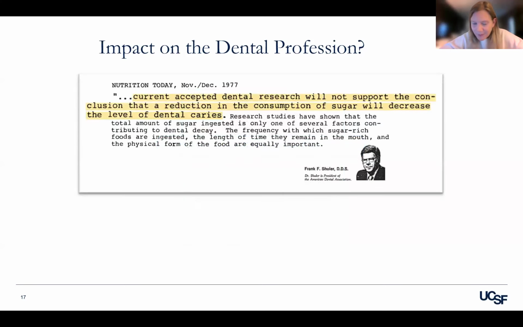And here's a quote from the president of the American Dental Association at the time, where he's saying that current accepted dental research will not support the conclusion that a reduction in the consumption of sugar will decrease the level of dental caries. So here's an example of the sugar industry really targeting these professional publics, dentists in particular, and changing our attitudes from anti-sugar to pro-sugar. And I would say, this is just one limited example to the US and one organization, but this is a dynamic that's going on globally with the dental profession worldwide.